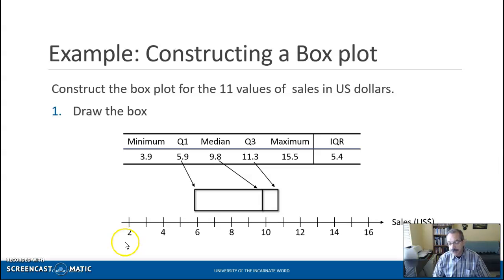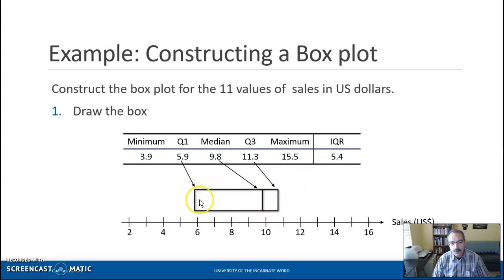All right, so the first step is we just draw a line and mark the scale for the sales in US dollars. Once we have that, then we look at where 5.9 is. That's the first quartile, and it's right here on our scale, so we draw a line right there. Then we look for where the third quartile is. So this is 11.3, and 11.3 is located here. And then we close the box.